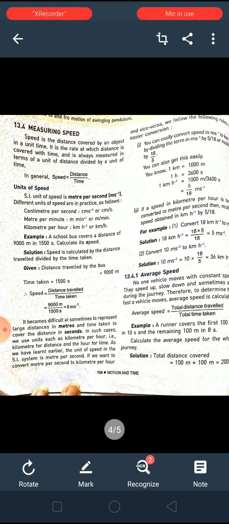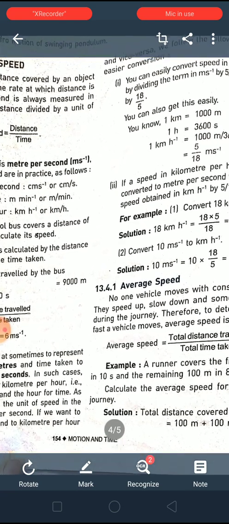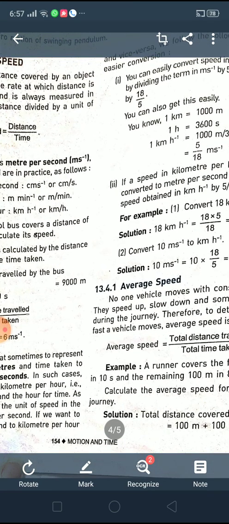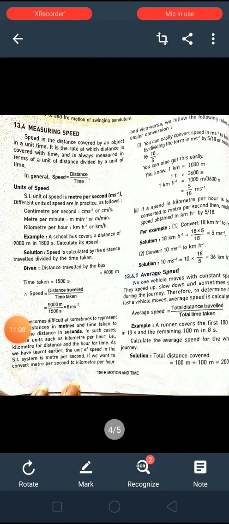Then, what is average speed? Average speed is equal to total distance traveled upon total time taken. Means, how much distance we have covered, and if we divide by the total time taken, we will easily get our average speed. By this way we can easily come to know what distance we have covered.